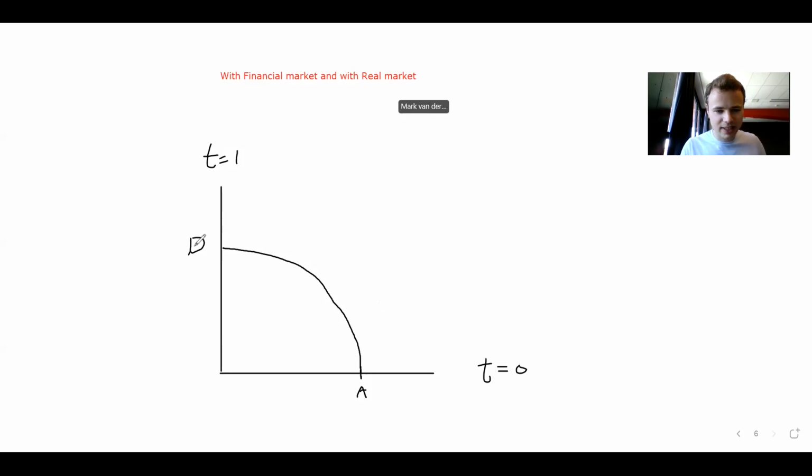So what you're seeing here is line D. And what line D represents is the proceeds of your investment. So you're going to make an investment, and then you get some money in return for that. And that will be line D. So let me show you.